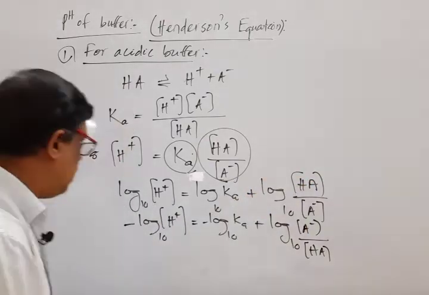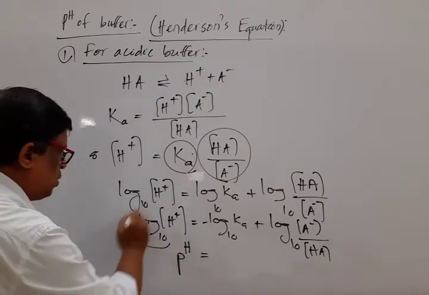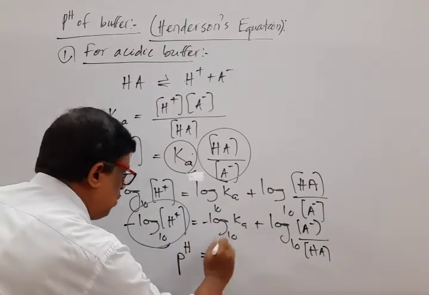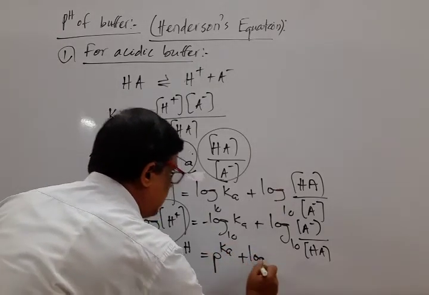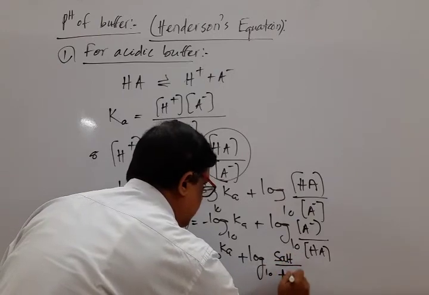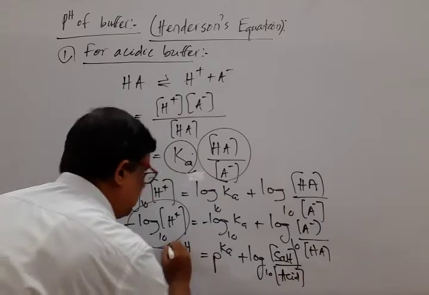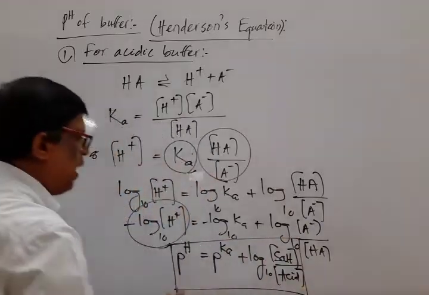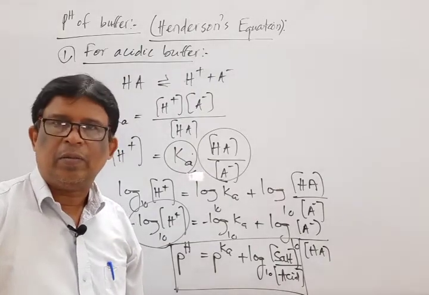Okay? Mark that. What is this one? This one is known as pH. So pH is equal to pKa plus log base 10 of salt by acid, concentration of salt by acid. This is known as the required expression for the pH of an acidic buffer.